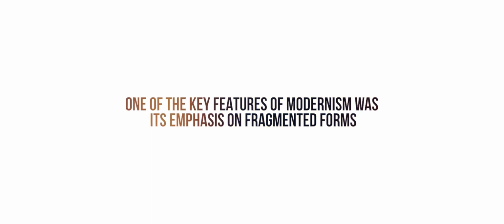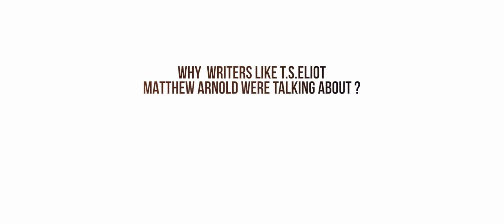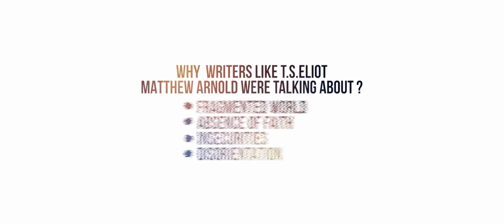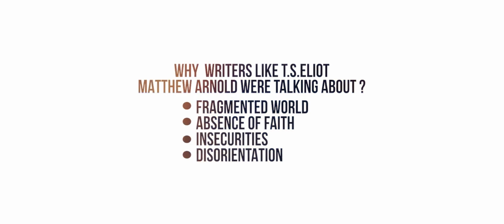One of the key features of modernism was its emphasis on fragmented forms. So why were writers like T.S. Eliot, Matthew Arnold, James Joyce talking about a fragmented world, absence of faith, insecurities, disorientation, decenteredness? What led to them? What led to modernism? If we look into the socio-economic condition of European countries during 1910, we know what led to this fragmentation. Around the 1900s, people unanimously believed that they were left with no pillars of faith.